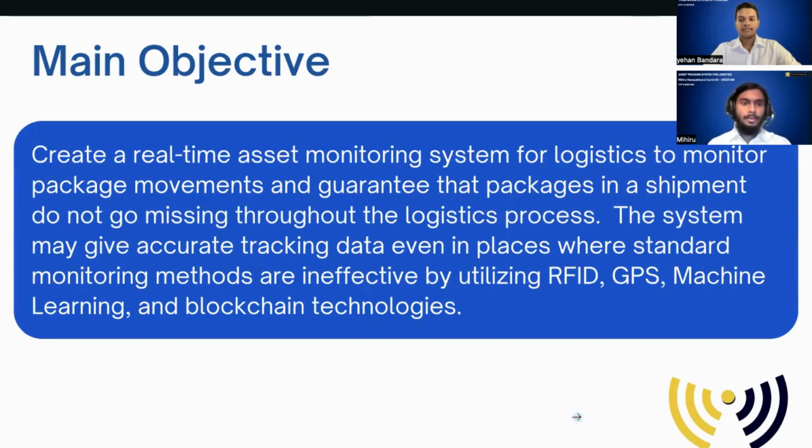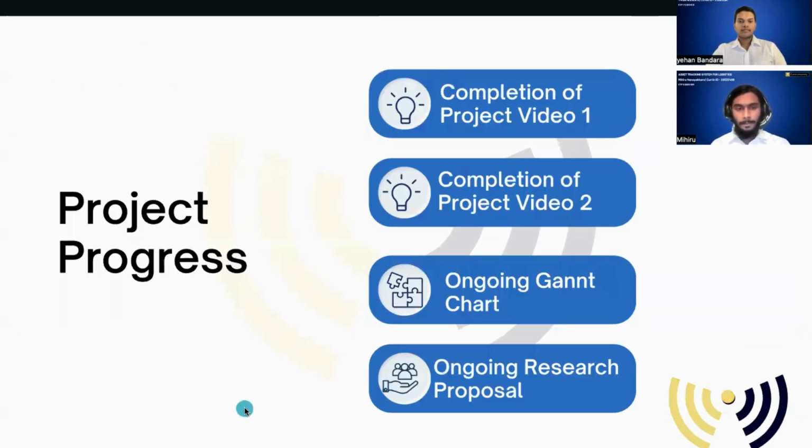For our main objective, we have to create a real-time asset monitoring system for logistics to monitor package movements and guarantee that packages in a shipment do not go missing throughout the logistic process. By utilizing RFID, GPS, machine learning, and blockchain technologies, the system may give accurate tracking data even in places where standard monitoring methods are ineffective.